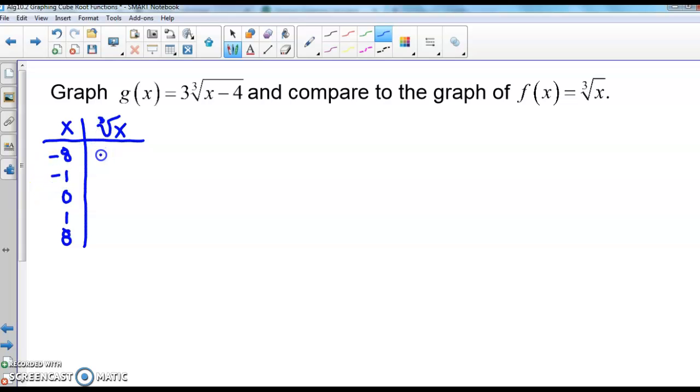Like the cube root of -8 is -2. Cube root of -1 is -1. Cube root of 0 is 0. Then this is 1, and this is +2. Okay, so now let's apply the transformation.